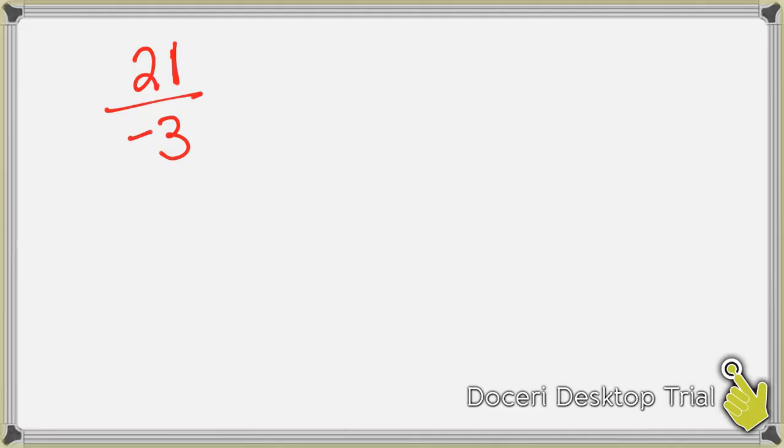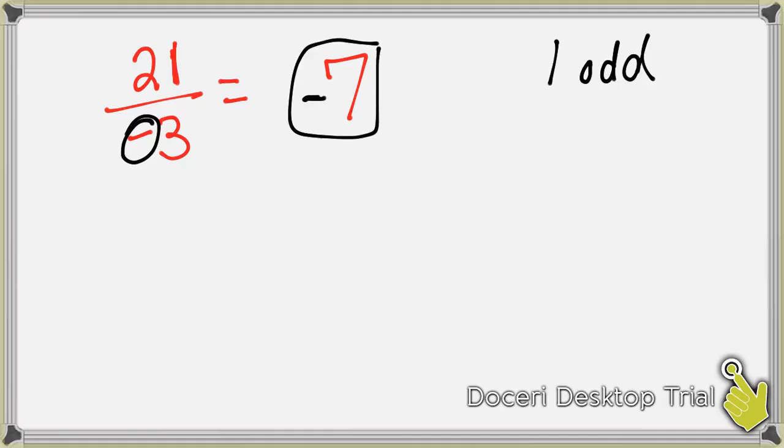So we're going to divide like normal. 21 divided by 3 is 7. We're going to now go in and count our negative signs. 21 is positive, but the 3 is negative, so there's one negative. The number 1 is odd. So when you have an odd amount of negatives, that means your answer is negative. So your answer there would be negative 7.